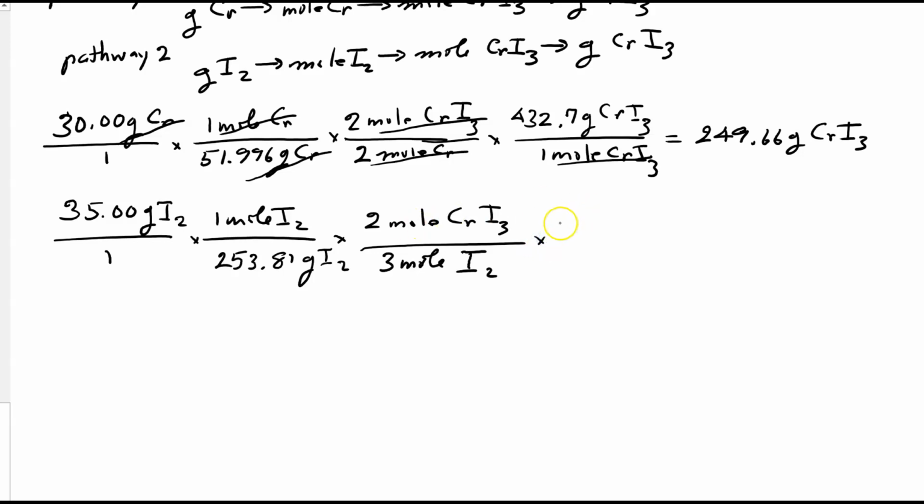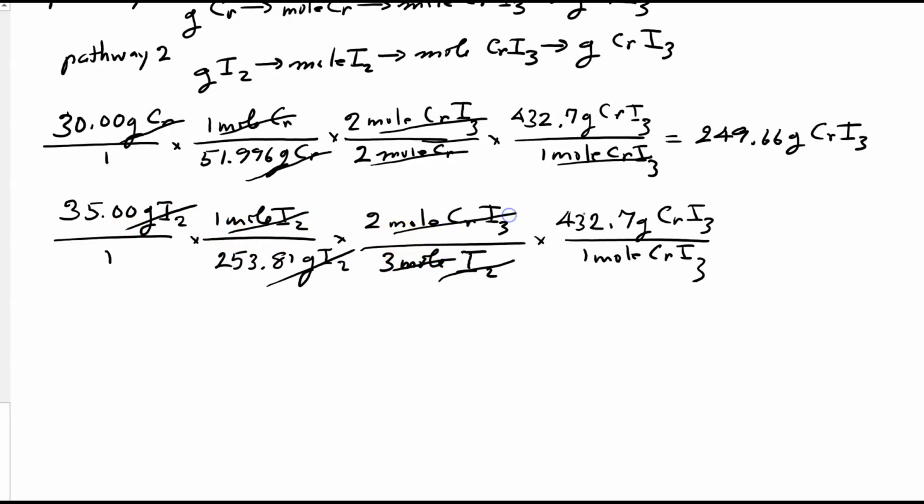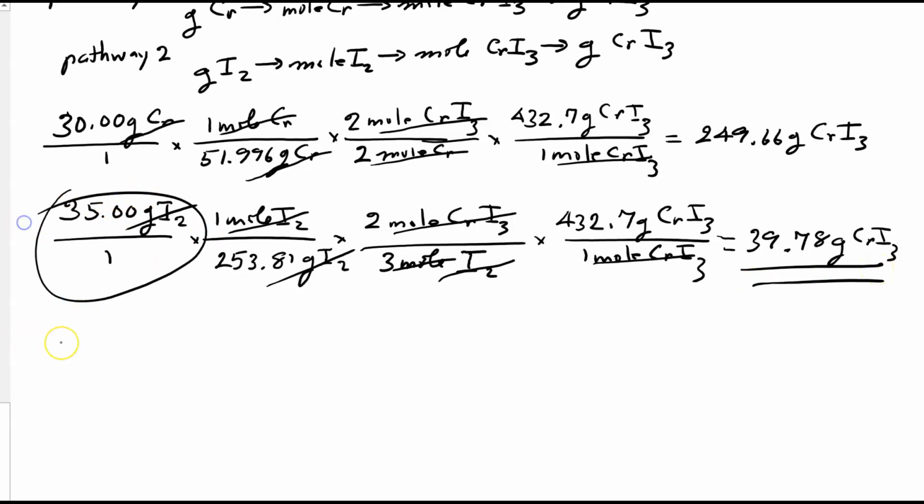Again, the molar mass of chromium 3 iodide is 432.7 grams of chromium 3 iodide for 1 mole of chromium 3 iodide. And now, again, we go through the same process. Grams of iodine cancel, moles of iodine cancel, moles of chromium 3 iodide cancel. Well, again, we're left with grams of chromium 3 iodide. In this case, we have 39.78 grams of chromium 3 iodide. And obviously, this is the smallest amount, so this is the limiting reagent.